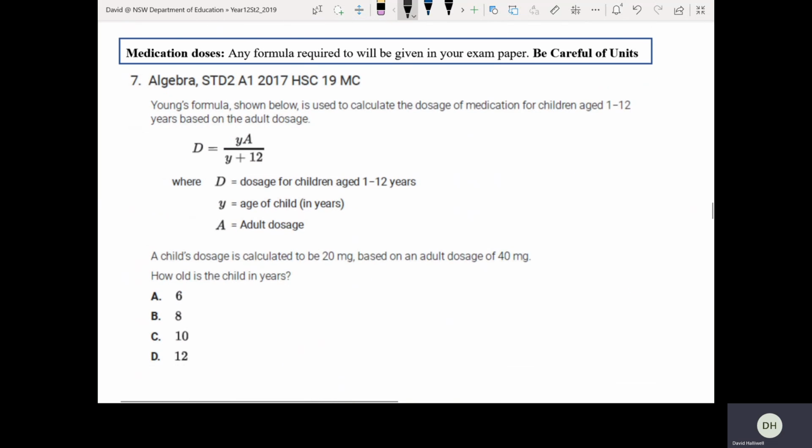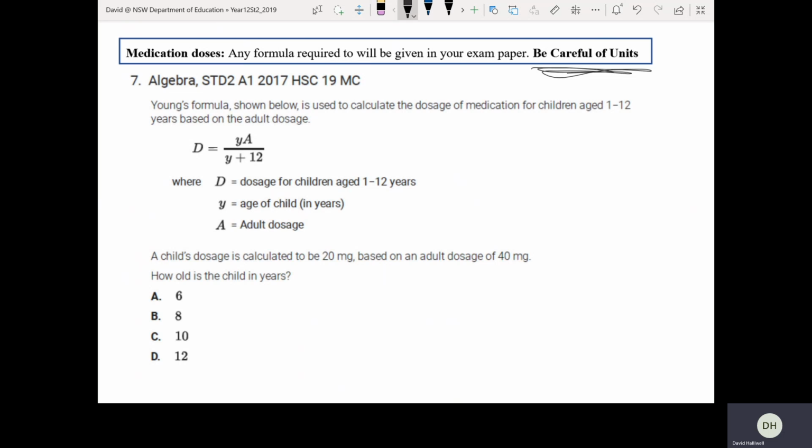The last type of application they mentioned in the syllabus is medication doses. Any formulas that are required will be given to you in the exam paper. They mentioned 3 specific formulas in the syllabus. Each one of those, they will give you that formula. The key thing to be careful of is the units in the questions. Just read the question carefully, make sure your units are okay.